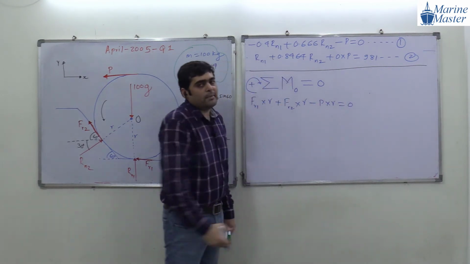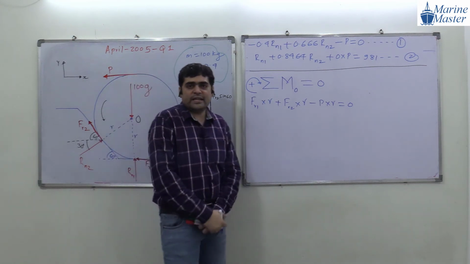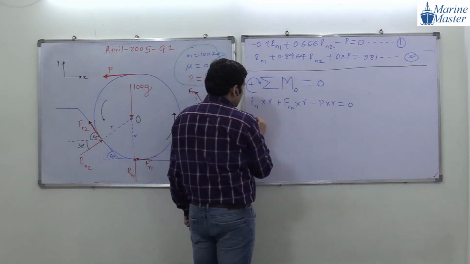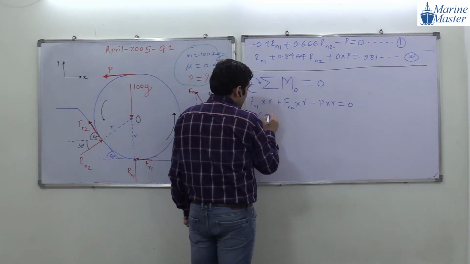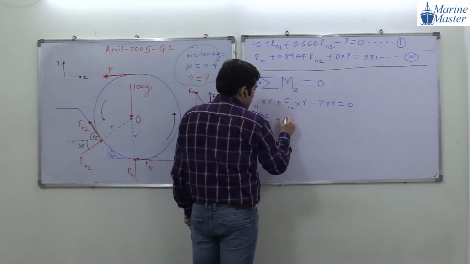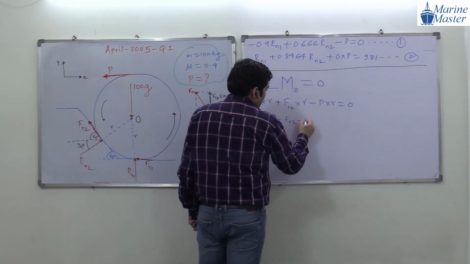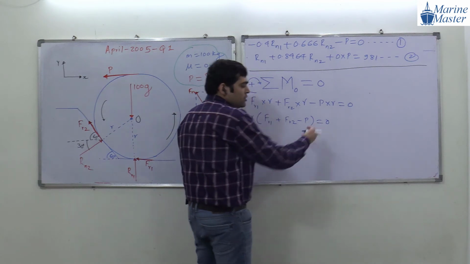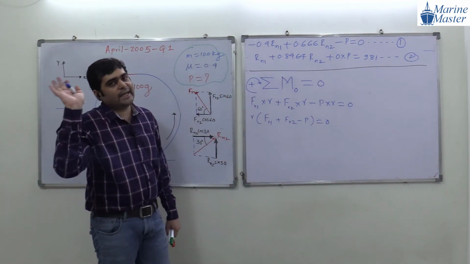Now R is common in every term here. Here R is what, guys? Common in every term. If R is common in every term, can we take out R common? So I am going to take out R common. R(FR1 + FR2 - P) = 0. If I divide by R, this R will not come into the picture. R will get cancelled out.